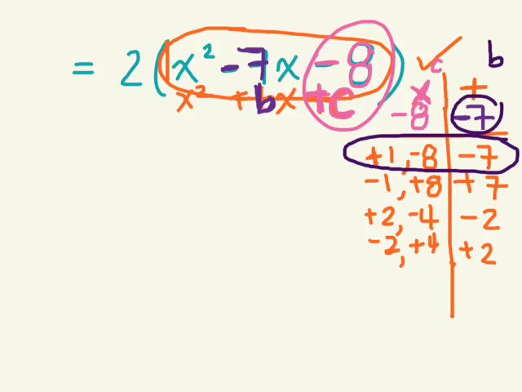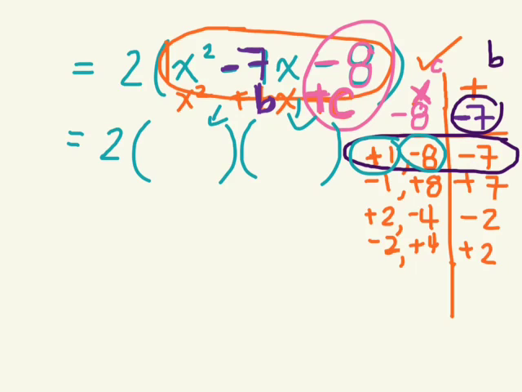now that we have the two factors of this, we still have this 2, and we're going to write this trinomial in factored form. Again, factored form is a product. Something times something will give us back the original question. What times what gives you x squared?